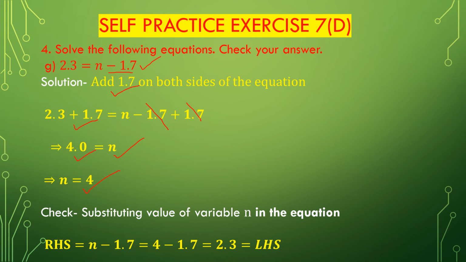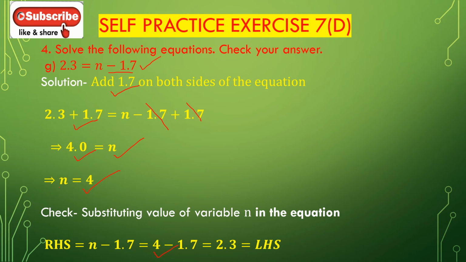Now we have to check the answer by substituting the value n equal to 4 in the right hand side of this equation, to see whether left hand side is equal to right hand side or not. So substitute the value n equal to 4 in this equation. We get right hand side is n minus 1.7. Here in place of n we will write 4.